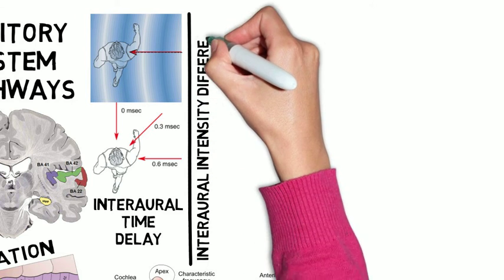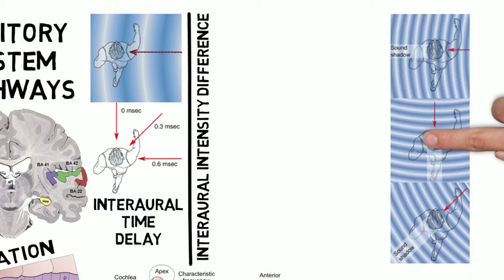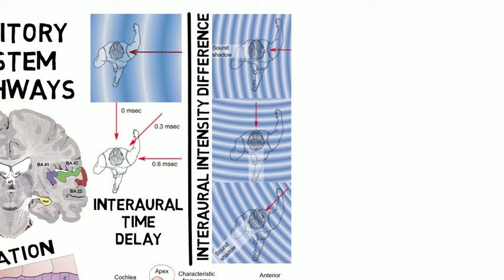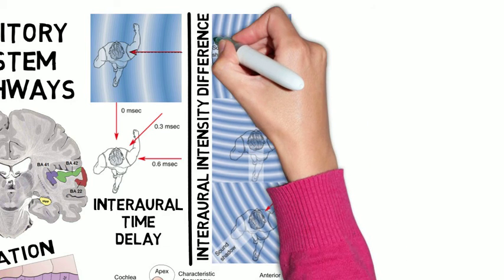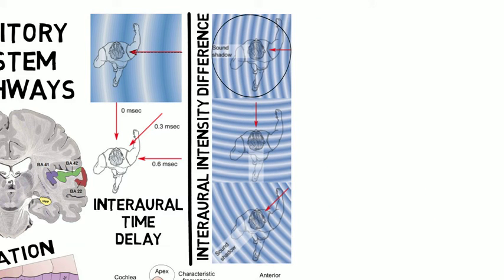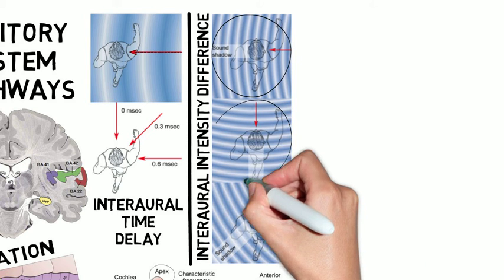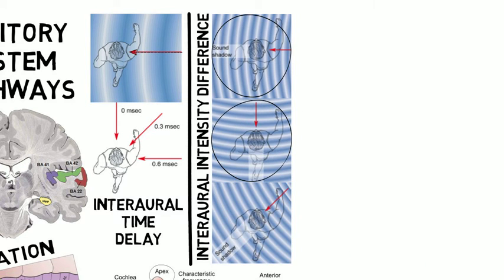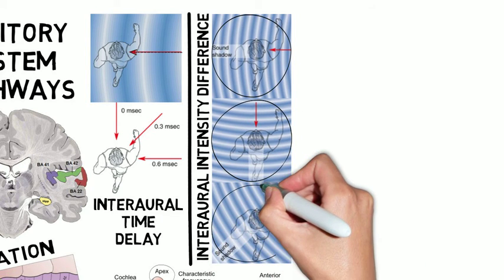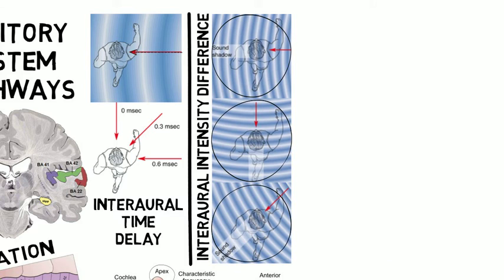Interaural intensity difference also provides important location information. Sound arriving from the right side has a higher intensity at the right ear than at the left ear. This is because the head shadows the left ear. Sound from the front reaches both ears equally, and sound off to one side partially shadows the far ear. These intensity differences are frequency dependent and they increase with increasing frequency.